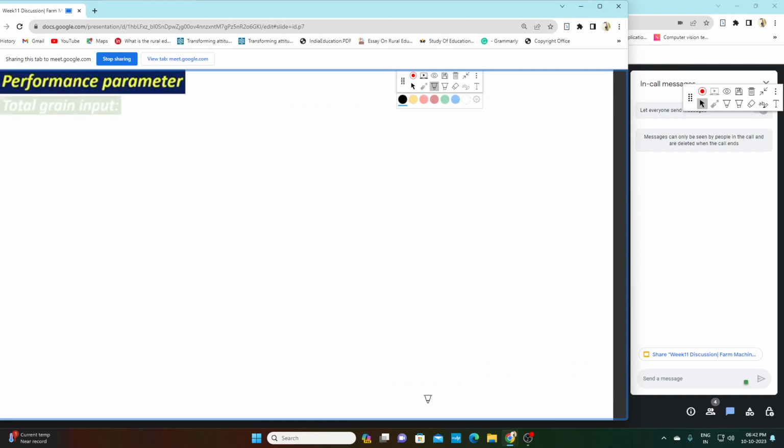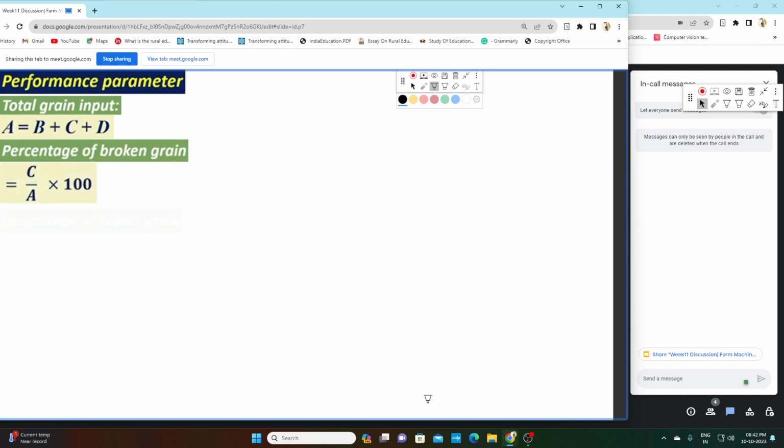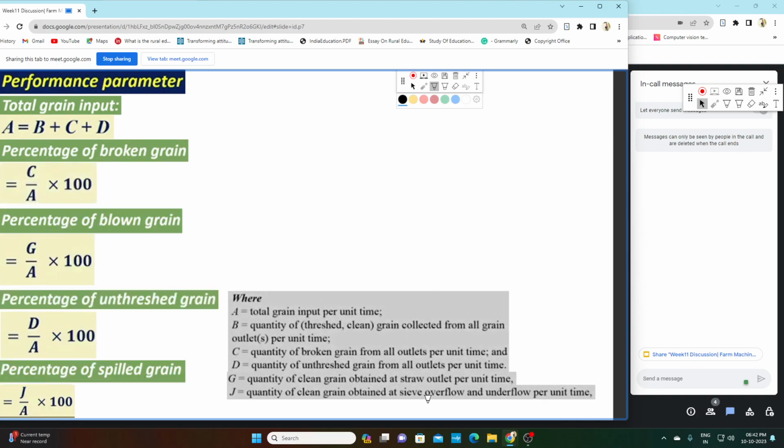Performance parameters of the thresher. Total grain input: A equals B plus C plus D. A is the total grain input per unit time. B is the quantity of threshed clean grain collected from the grain outlet per unit time. C is the quantity of broken grain from all outlets per unit time. And D is the quantity of unthreshed grain from all the outlets per unit time.